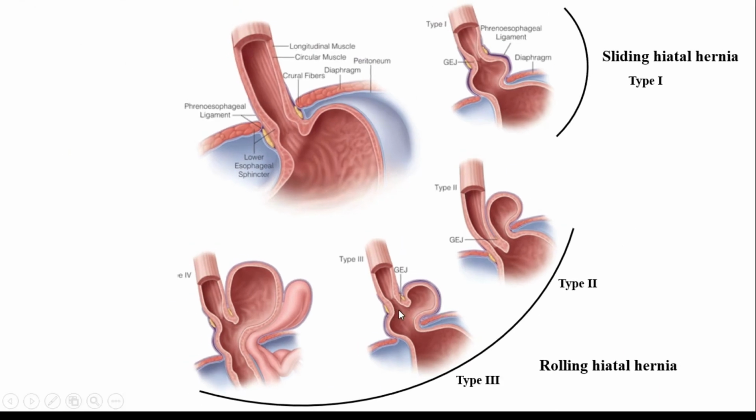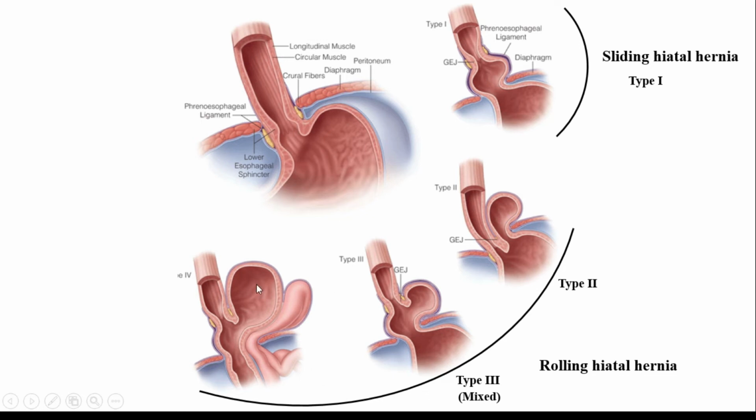Now we can also say that the junction moved up, so obviously this is a sliding hiatal hernia, and as the fundus moved up, this is also a rolling type of hernia. So there is both a sliding and a rolling type of hernia. This is also known as a mixed type of hernia. Okay, so type 3 is actually a mixed hernia.